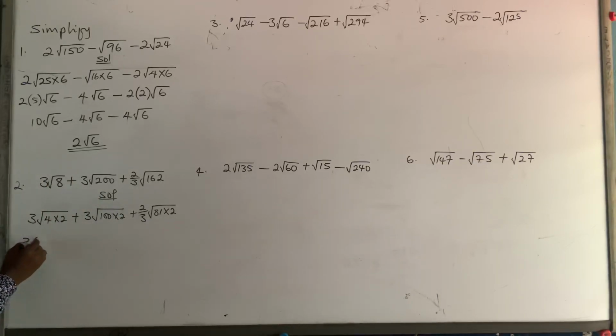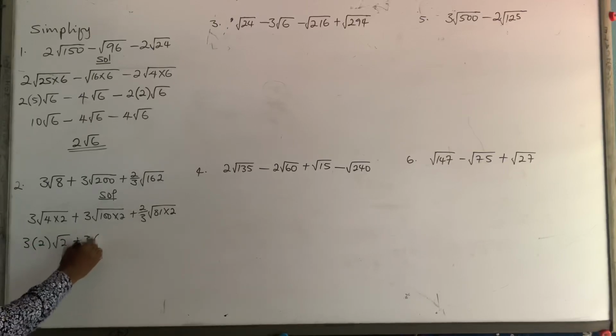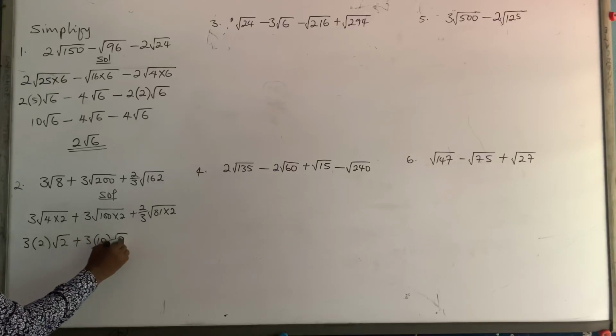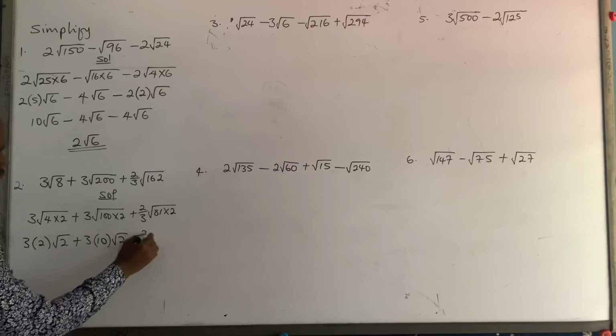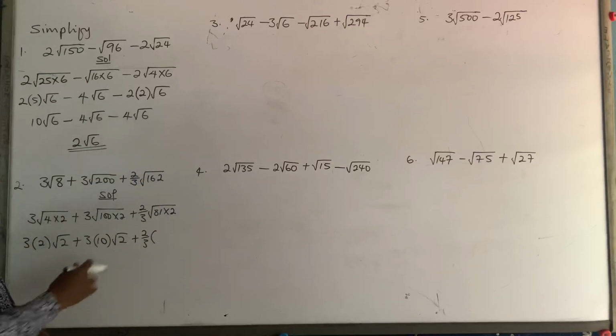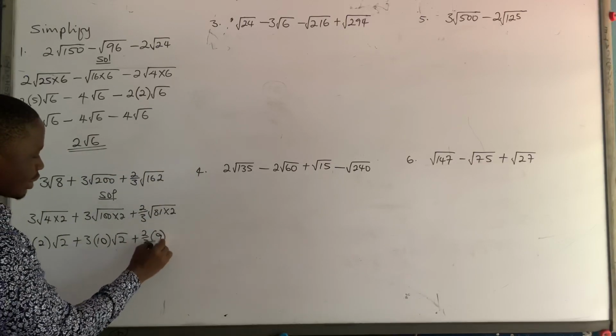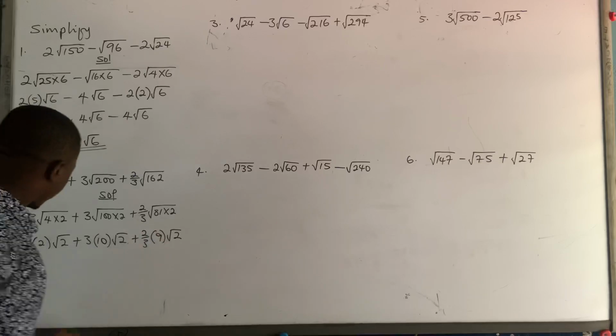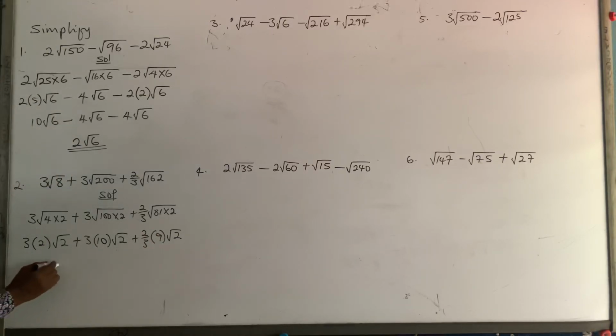Square root of 4 is 2. That will remain 2. These 3 multiplies what is coming outside. Square root of 100 is 10. So that will remain 2. 2 over 3 multiplies what is coming outside. Square root of 81 is 9. That will remain 2. So 3 times 2 is 6.